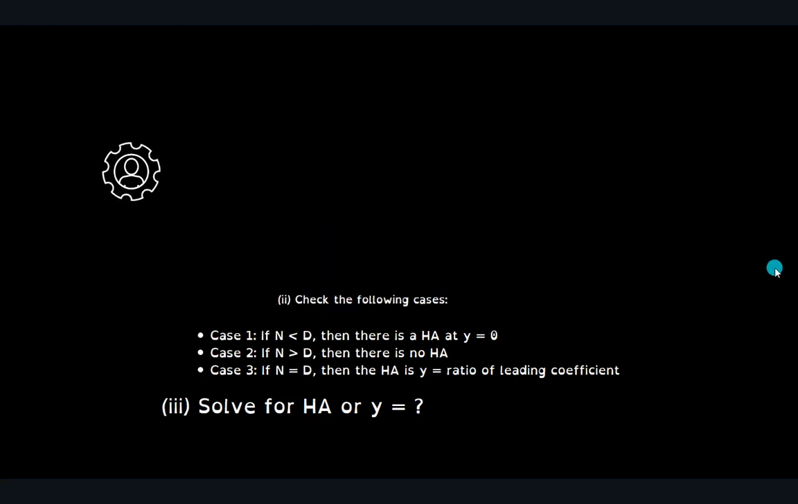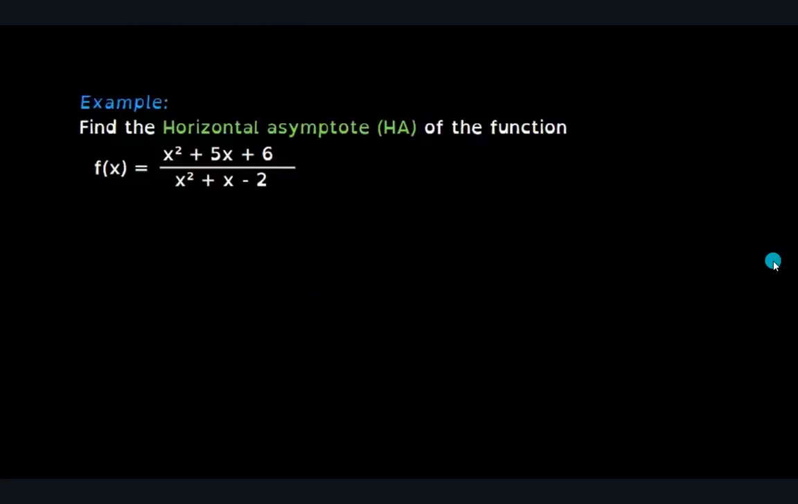For example, we have the horizontal asymptote here of a given function, and yung horizontal asymptote can be represented by HA. And then, I think same given to kanina, no? So, x squared plus 5x plus 6 all over x squared plus x minus 2. So, for our solution here, first, yung unang step natin dito ay we need to find out the degree or the highest degree of the numerator.